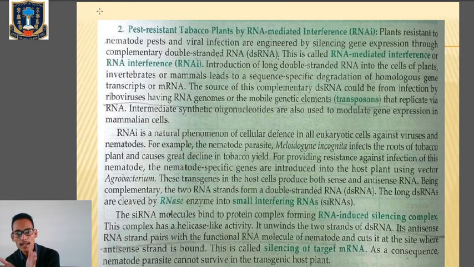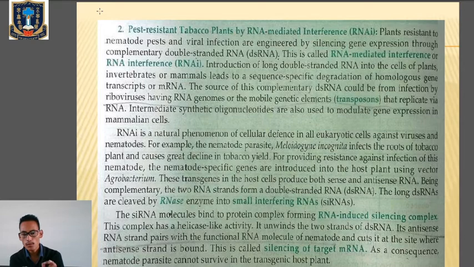Okay, so this particular silencing is mainly done with the help of complementary double-stranded RNA, also called RNA mediated interference or RNA interference, RNAi. And here we introduce long double-stranded RNA into the cell of the plant. Mainly, the source of this double-stranded RNA could be infection by a ribovirus having an RNA genome. Clear? So what I mean is that this RNAi, RNA interference, is a natural phenomenon, a natural defense mechanism we can say, in eukaryotic cells against nematodes and viruses.